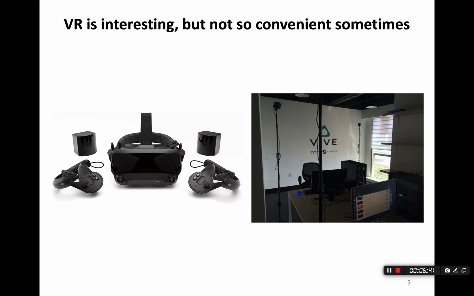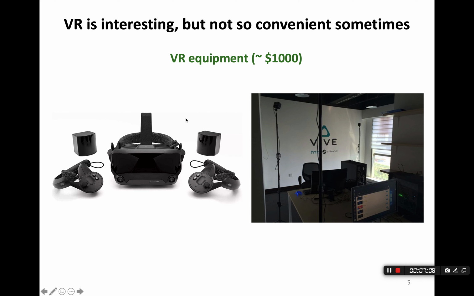Virtual reality is really something very interesting, but it's not always so convenient. So in order to have it, you have to thank your professor or your university or sometimes your parents, because it costs money. I should really thank my advisor here at UC Berkeley, who gave us a few thousand dollars to set up this kind of equipment.